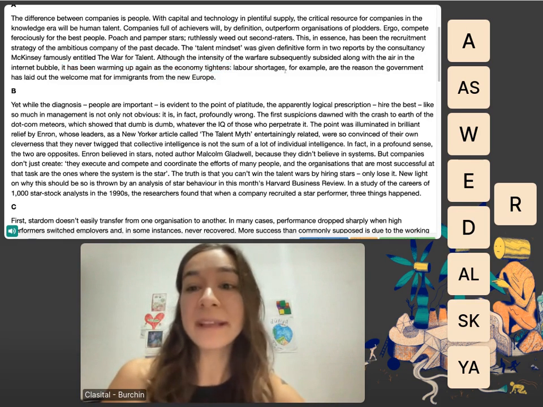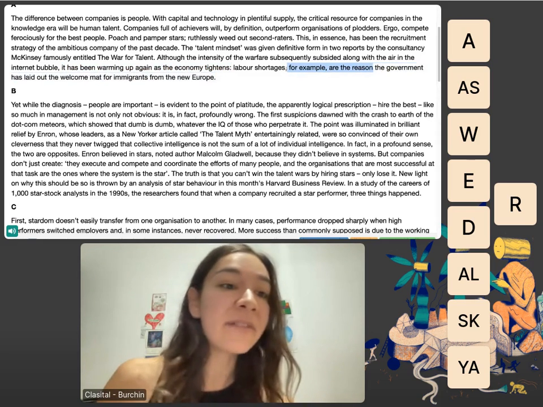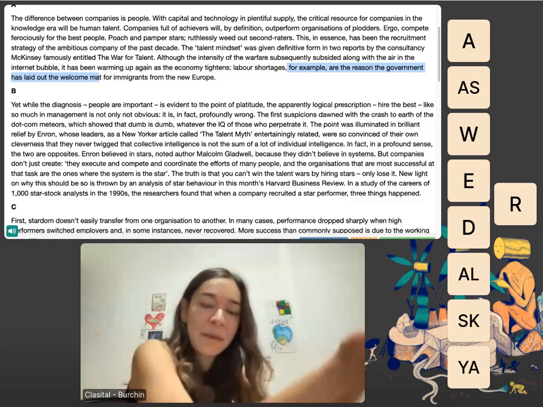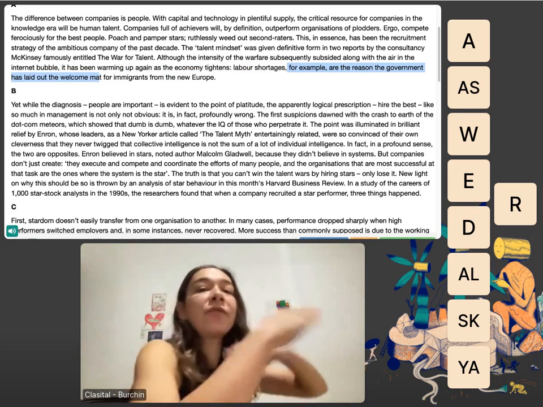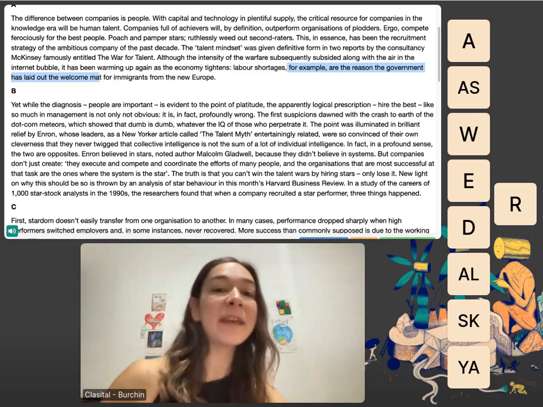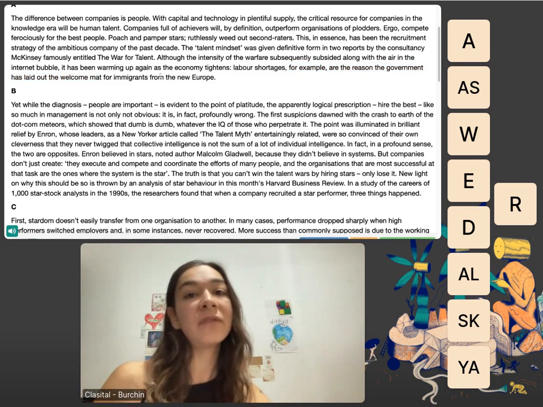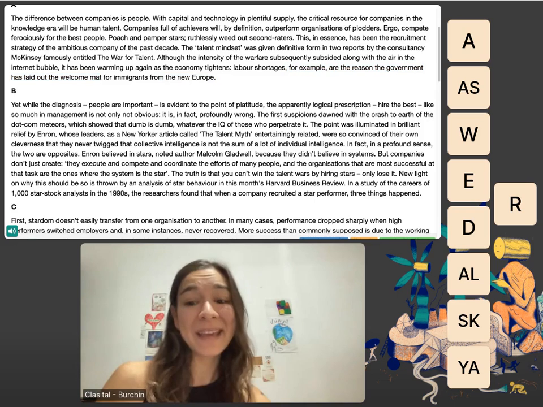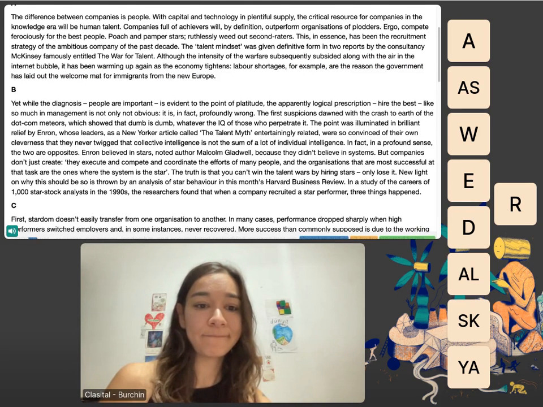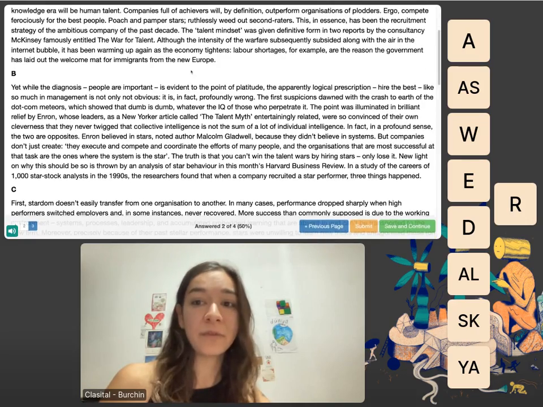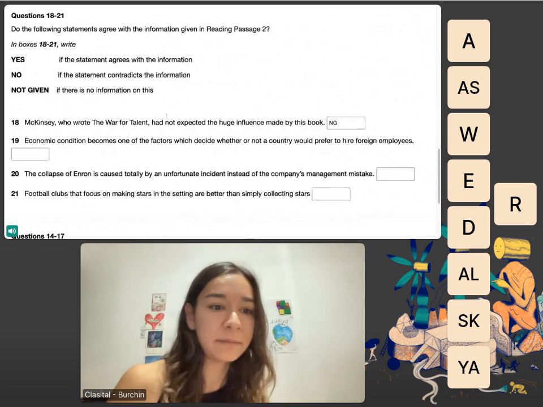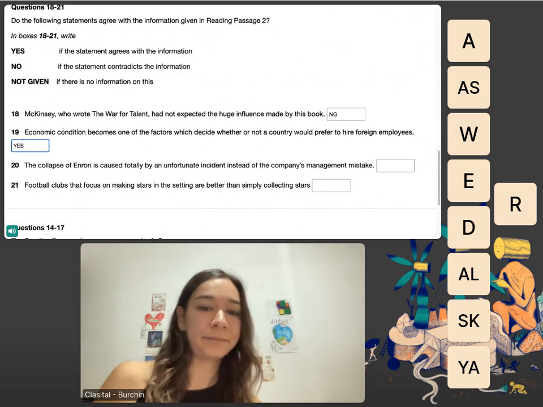Labor shortages, for example, are the reason the government has laid out a welcome mat, like in front of your door. You are laying out a welcome mat for immigrants from the new Europe. So it makes my answer for the first one yes. Very good. This one is yes.